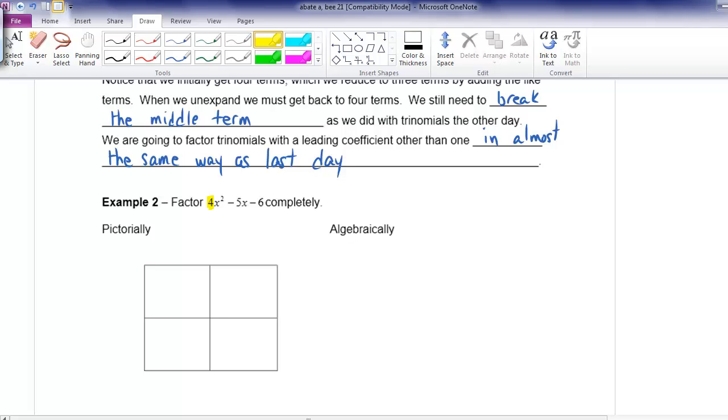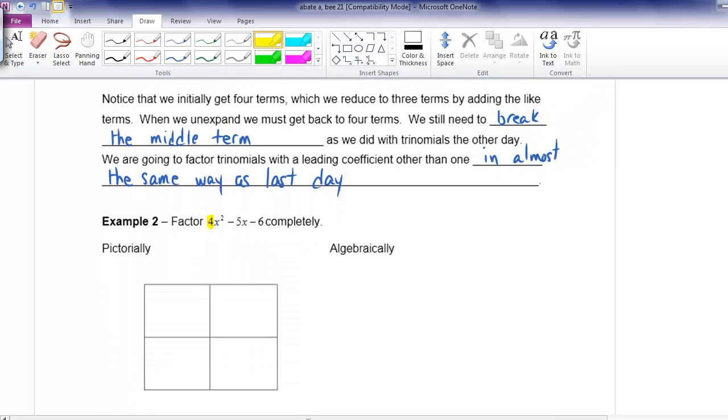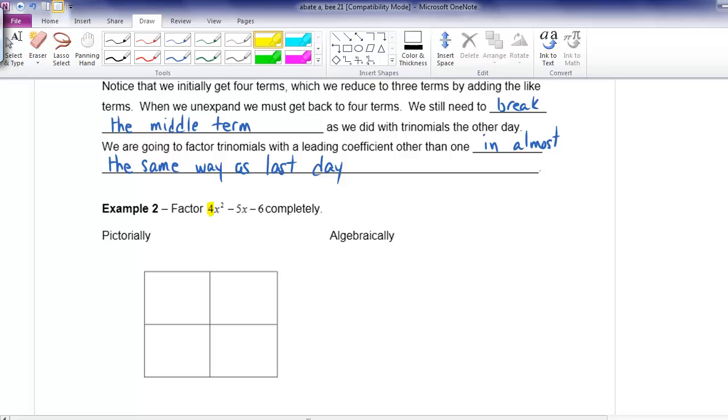So again, we're going to play that game. What are the factors of something that add up to something? But in this case, given that we have a leading coefficient other than 1, we're going to have to do it in a way that makes it work. So if you notice the example that we're going to do right here, I'm going to do it pictorially first. And again, I kind of know something. I know how I should break this up. And how I'm going to break it up is I'm going to break it up this way.